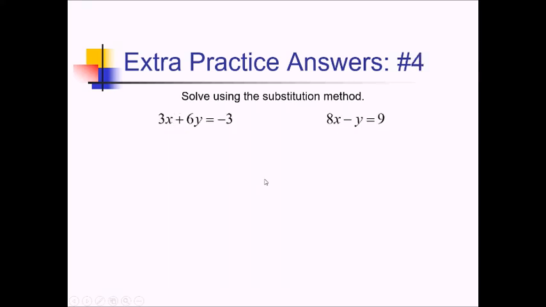On this one, they want me to figure out the solution to this system using substitution. So for substitution, I need to get a variable all by itself in one of the equations. That's not already done for me, so I'm going to have to do it on my own. I'm thinking the y in the second equation here is going to be the easiest one to isolate because it doesn't have a coefficient other than negative 1.